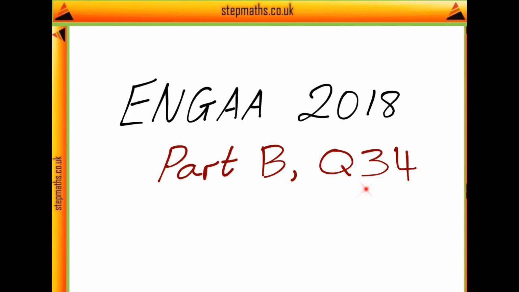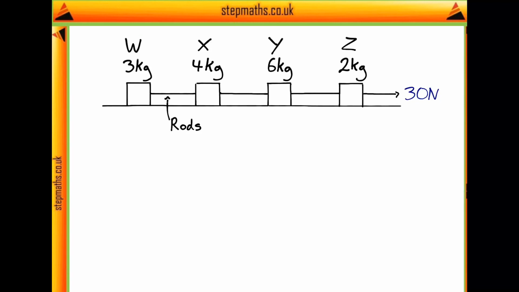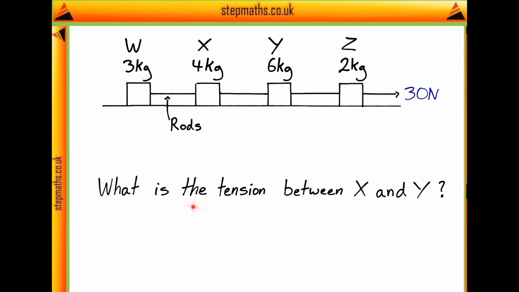Here we're going to look at question 34 of the ENGAA 2018 paper. In this question, we're given the following scenario. We have 4 blocks, all of different mass, connected by inextensible rods. The end block is pulled by a force of 30 newtons. The question asks us, what is the tension between X and Y?